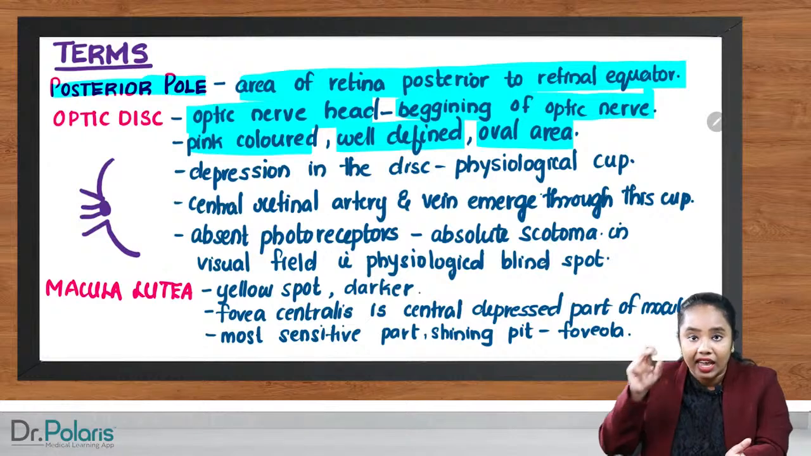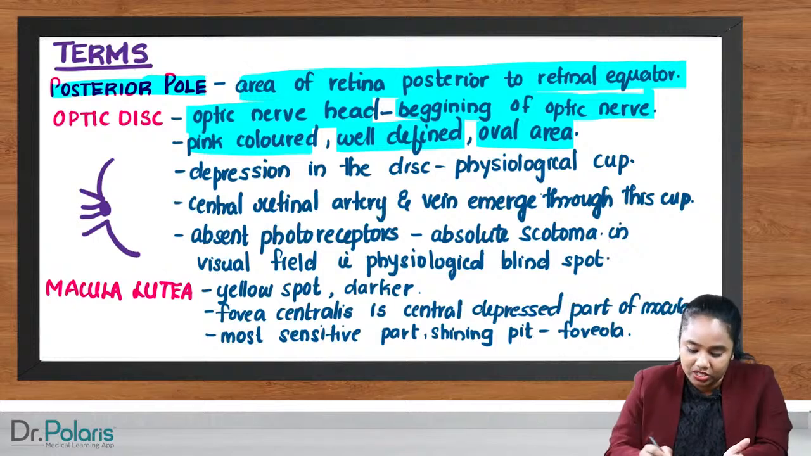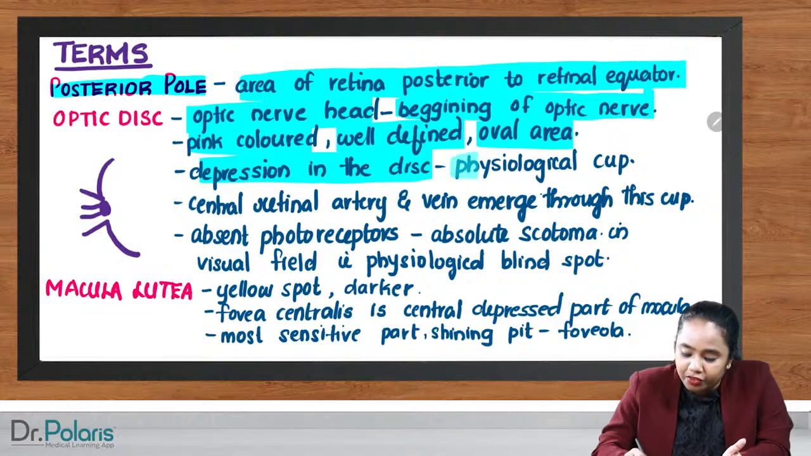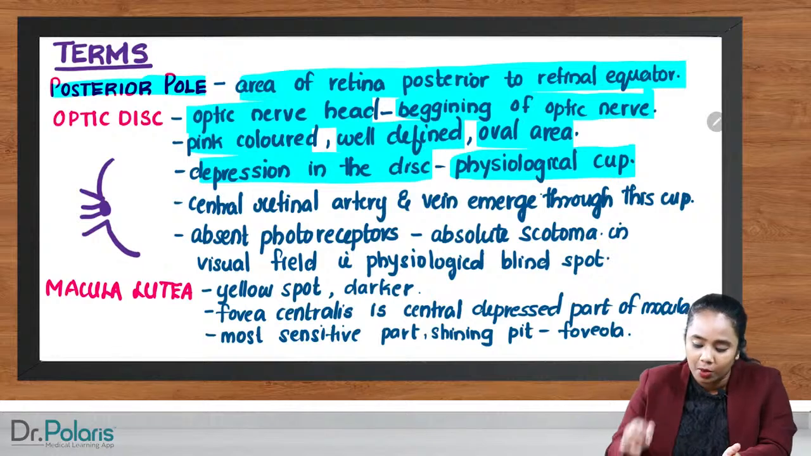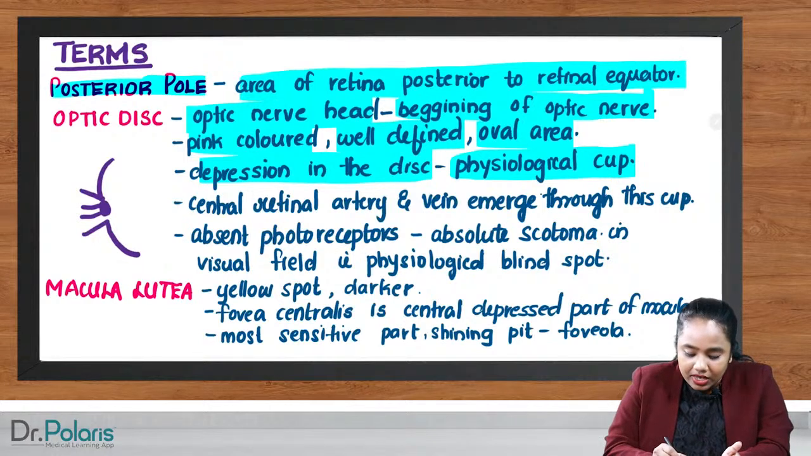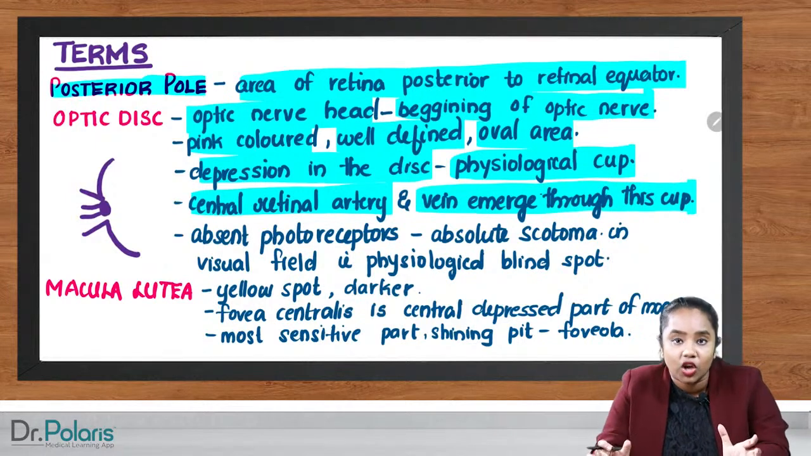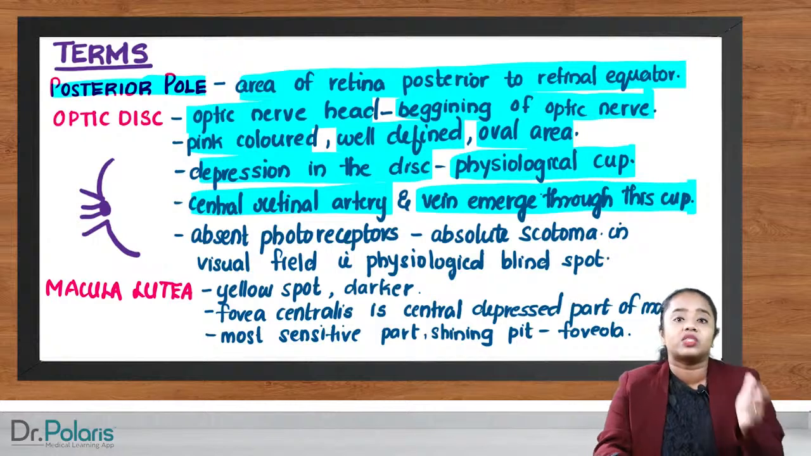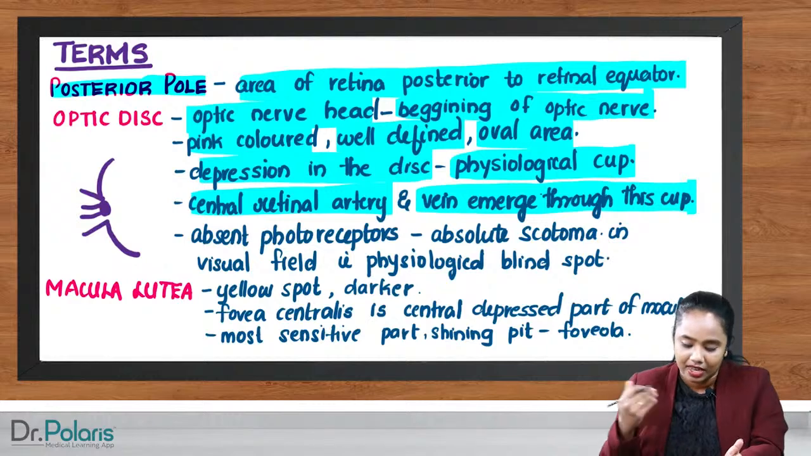In that area where the optic nerve actually starts, the optic disc, at the center there is a small depression. This depression in the optic disc is called the physiological cup. Now, the central retinal artery and vein emerge through this cup. What is the purpose of this physiological cup? It is the point from which the central retinal artery and the central retinal vein emerge.